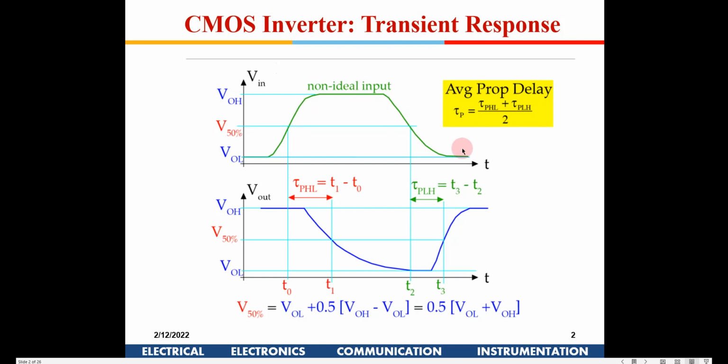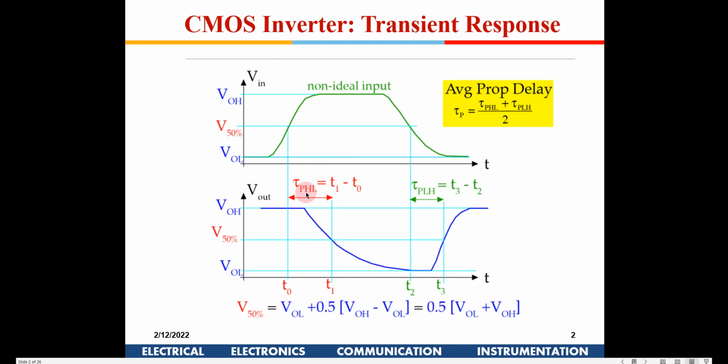It is a non-ideal input, so it is not a perfect square wave. We are assuming this input is coming from the previous stage, so one inverter is being driven by some other inverter. This is the output of the first inverter. This is the output of the second inverter. For the propagation delay, you take from 50% value to 50%. This is known as the propagation delay high to low.